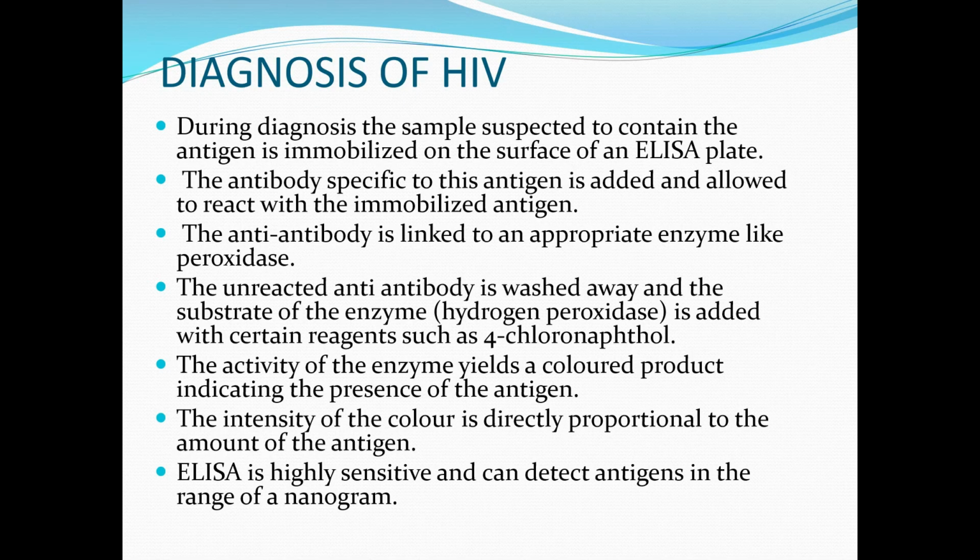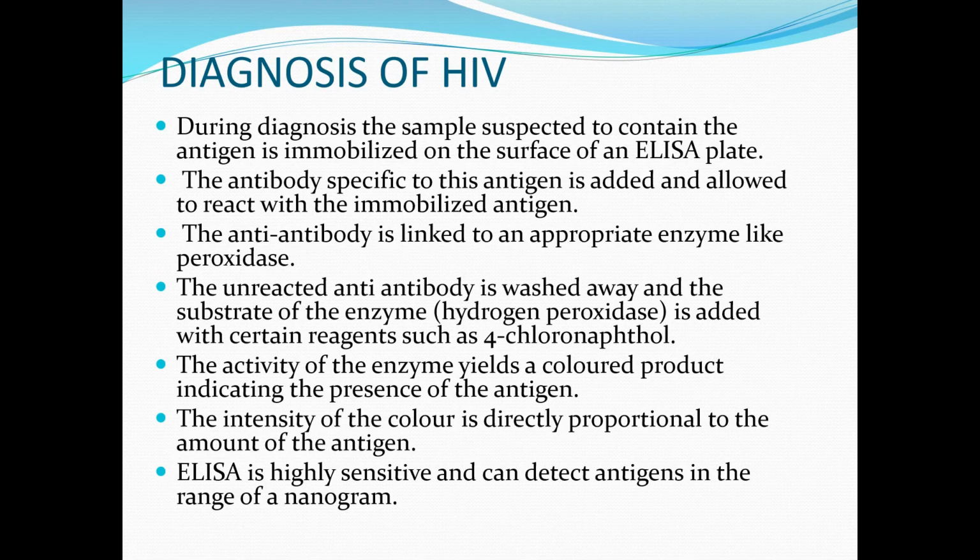Now the diagnosis of HIV. During the diagnosis, the sample from the patient is taken and it is fixed on the surface of an ELISA plate. The sample that contains antigens is immobilized on the surface of the ELISA plate. Then an antibody which is specific to this antigen is added, and this is allowed to react with the immobilized antigen which is already fixed on the ELISA plate.